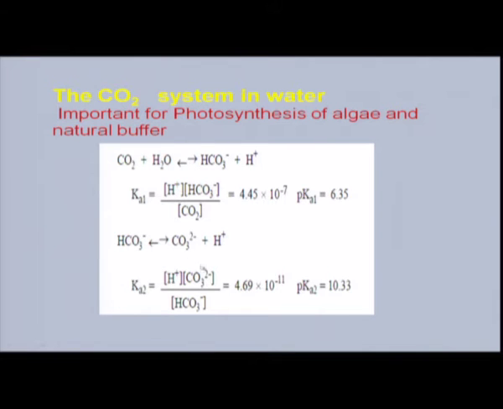The chemical equilibrium equation can be written for this also in this way, and this is the equilibrium constant value, and the pKa2 is 10.33. Okay. So, the bicarbonate to carbonate conversion will take place above this value. So, these two values are important, 6.35 and 10.33. How the species variation takes place can be explained based on these pKa1 and pKa2 values.